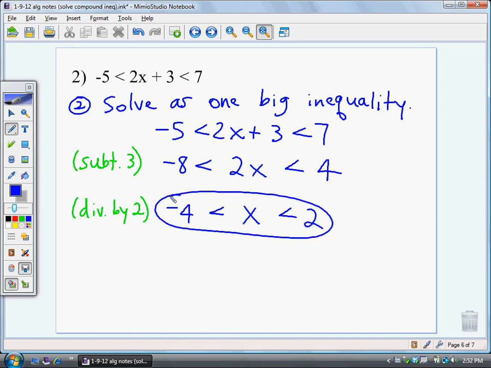That's, of course, the same answer we had on the previous page. You could break it apart, and you could say that x is greater than negative 4 and use the word and, x is less than 2, and that would be the same thing.